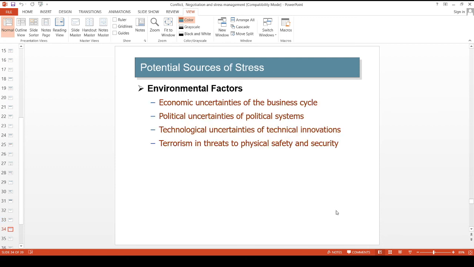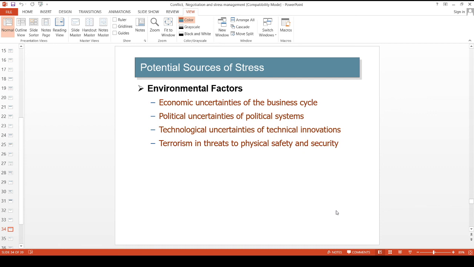Now, there are the different potentials of stress. There are many potential sources of stress, but the most important factors may be the environmental factors. For example, the economic uncertainties of the business cycle. If your business is not on the growth, and you are on the declining stage, and due to those economic hurdles you are facing, again these factors may be a sort of stress.